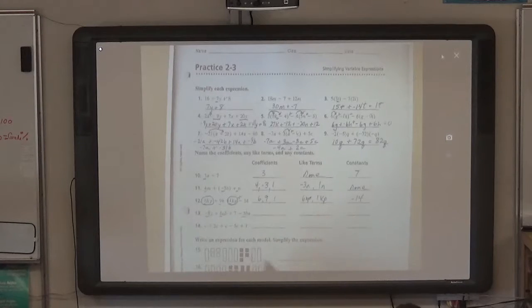The models. Let me explain the models. The shaded ones refer to negatives. Those are like the red ones from your homework. So this group right here represents a -5. And all of the rest of these are positives. The longer ones are the variables. And the smaller ones are positive 1. So let's say that these are x.